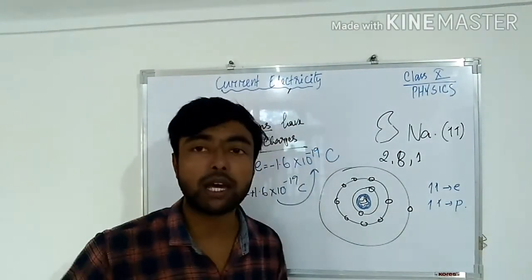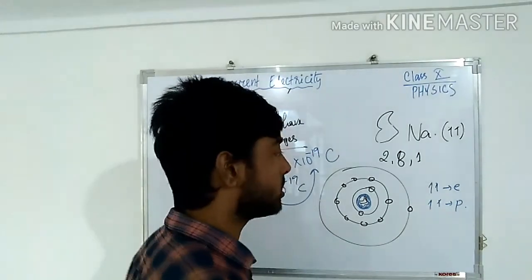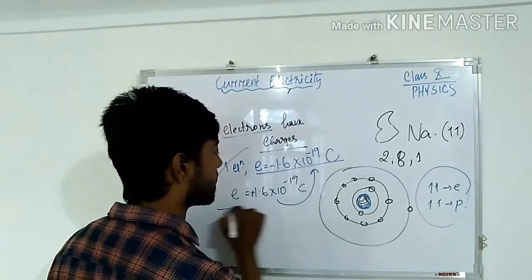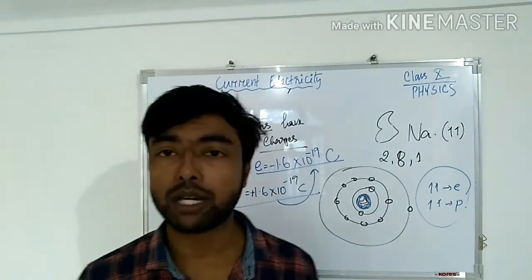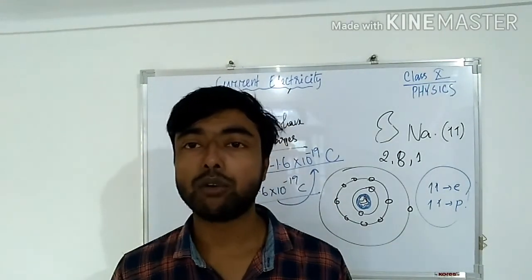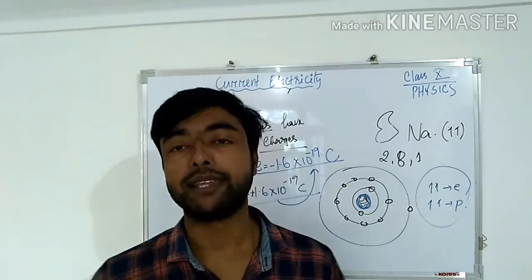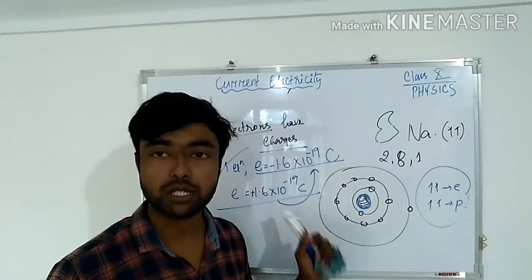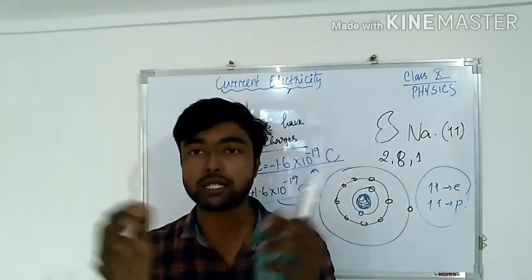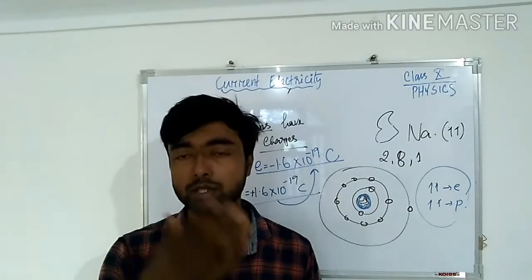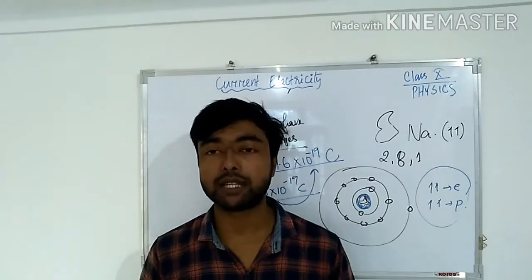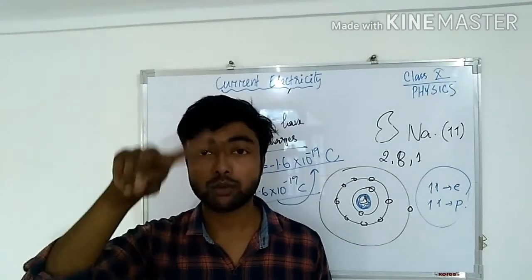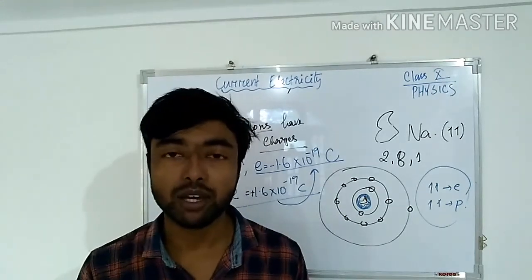So you see, in sodium we know that 11 electrons are there, and 11 protons are there. As a whole, the value of minus charge and plus charge is the same. So the overall net charge is zero. Understood? Because the negative will cancel the positive. If suppose minus 5 is there and plus 5 is there, and I add these two, you will get a zero.